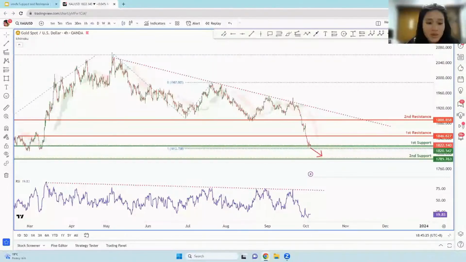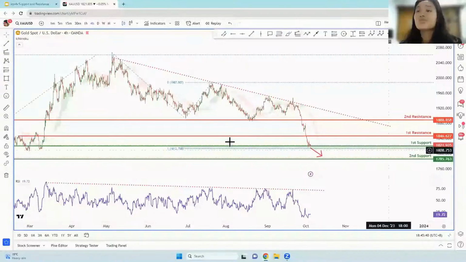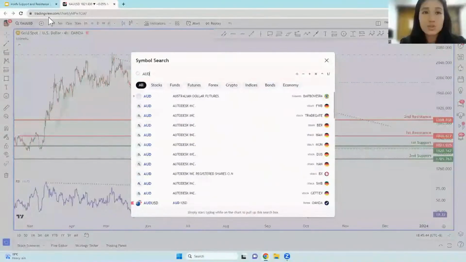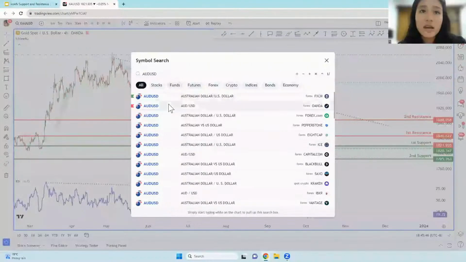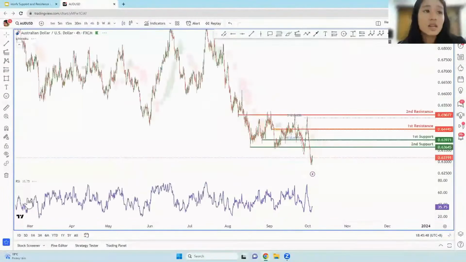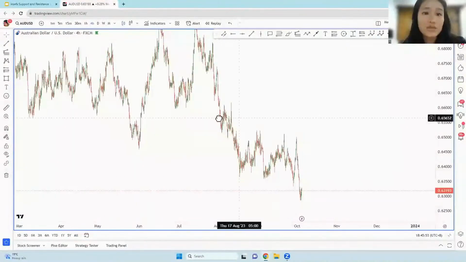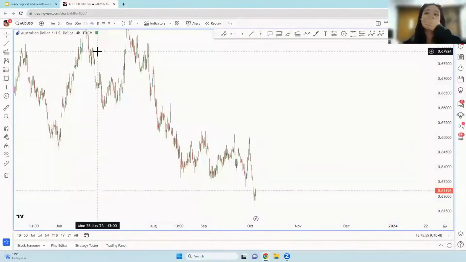Okay, if there are no questions, I think we still have time for one more chart. If you guys don't have any requests, I'll just go ahead and do maybe the Aussie dollar, because we recently saw the RBA releasing a cash rate statement. So let's take a look and see how price affected the charts there.